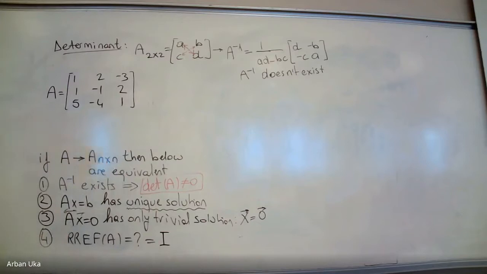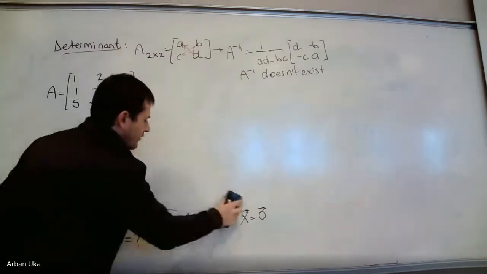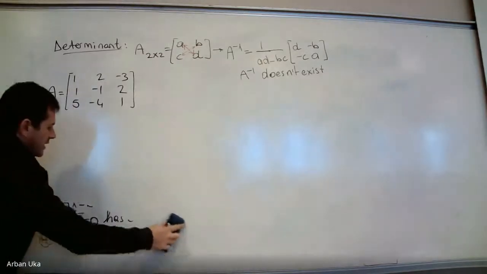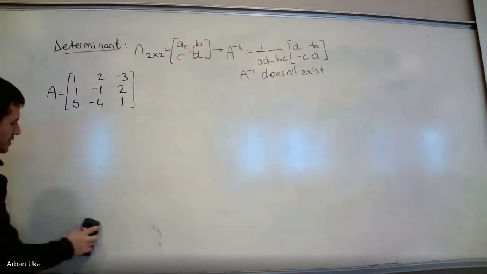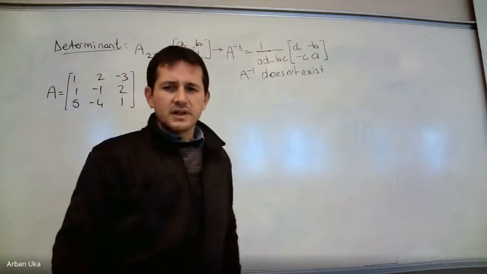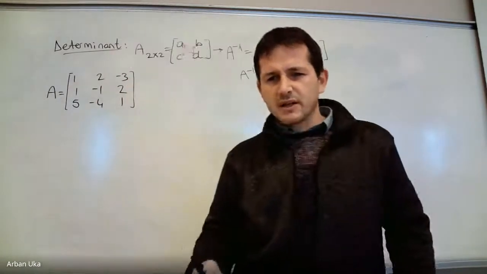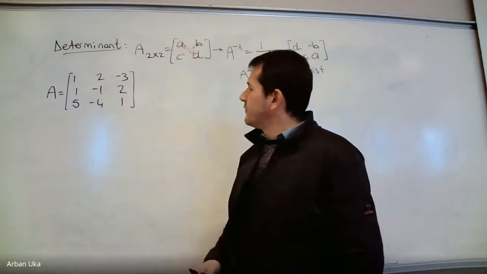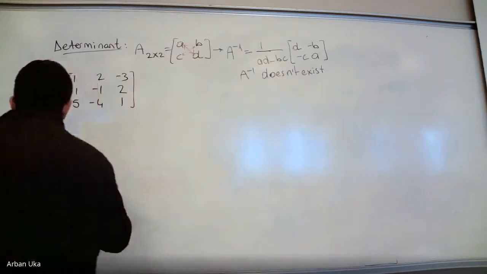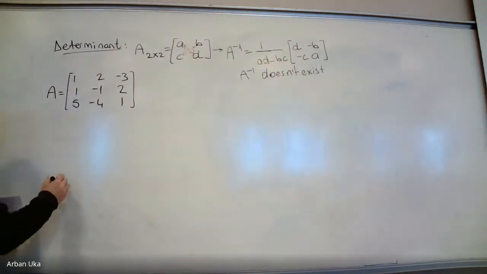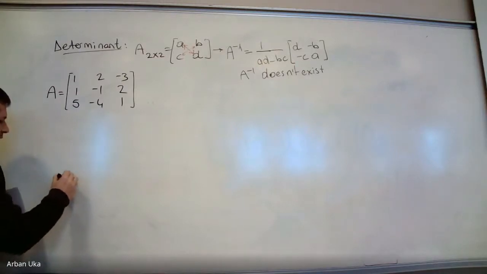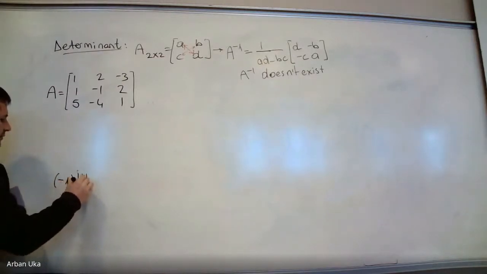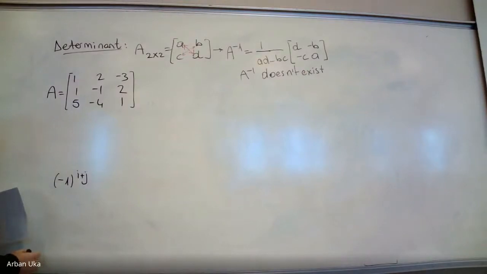So here we have a 3 by 3 matrix, and before we go any further, we are going to define a quantity, which is sometimes not a quantity, it's just an index, or like an operator. Let's call it an operator. We can denote it like this: (-1) to the power i plus j. This is the operator.